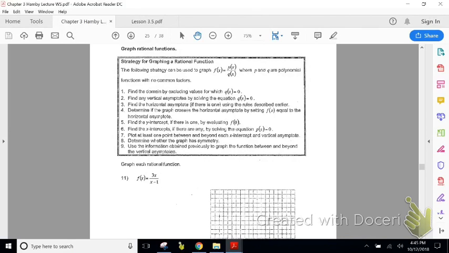We're going to find the Y-intercept if there is one. We're going to find the X-intercepts if there are any. We're going to plot at least one point between and beyond each X-intercept and vertical asymptote. We're going to determine whether the graph has symmetry, and use the information obtained previously to graph the function between and beyond the vertical asymptotes.